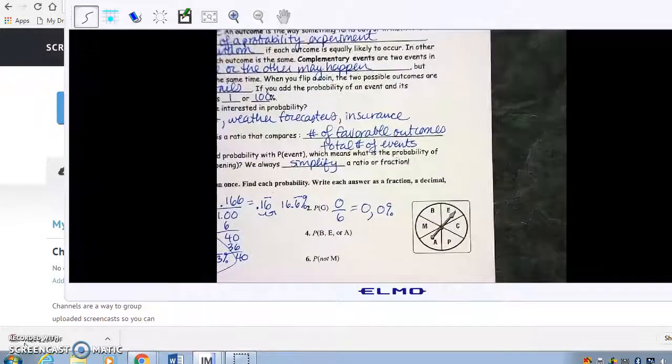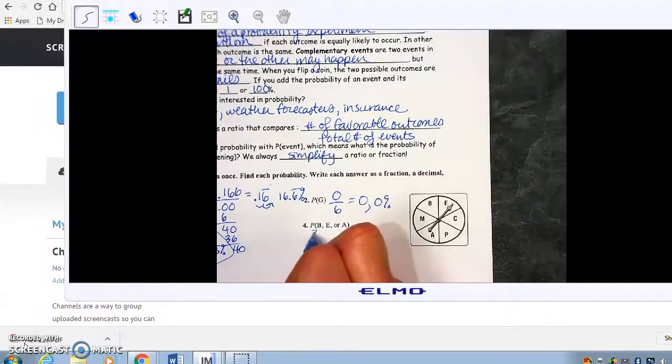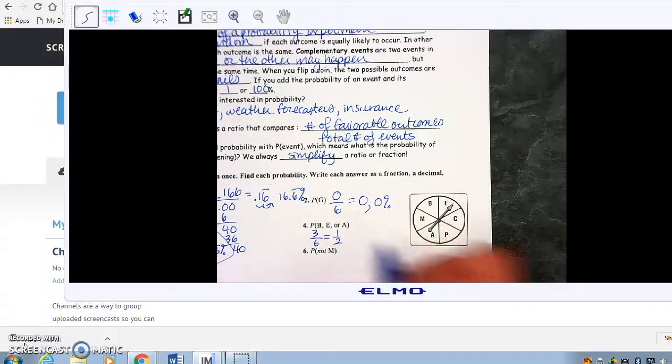Let's try number 4. What's the probability of 3 things happening? A B, an E, or an A? I know you're good counters. 3 out of 6 could happen, could land on a B, E, or an A. Reduce that to 1/2, which is 5/10 and 50%.